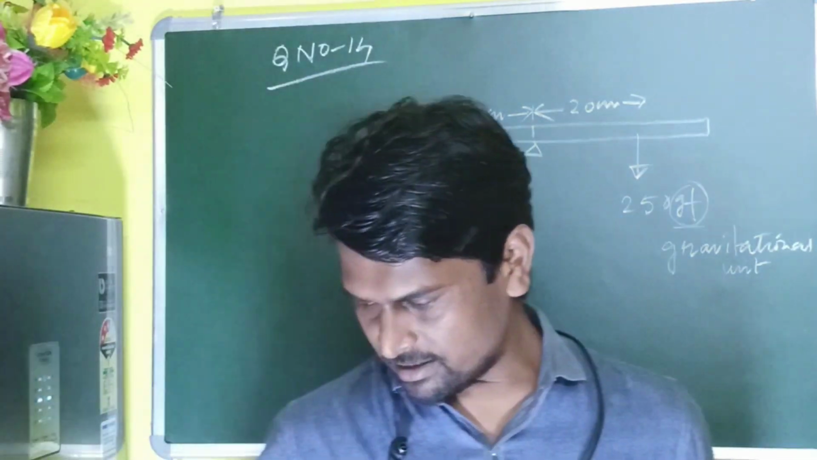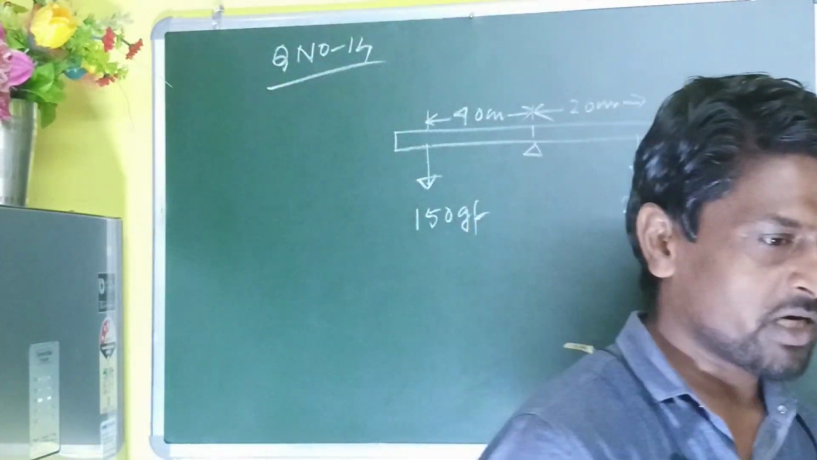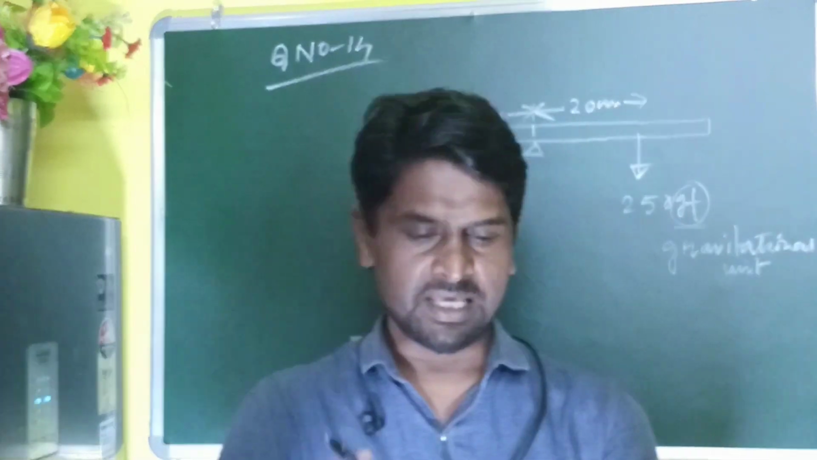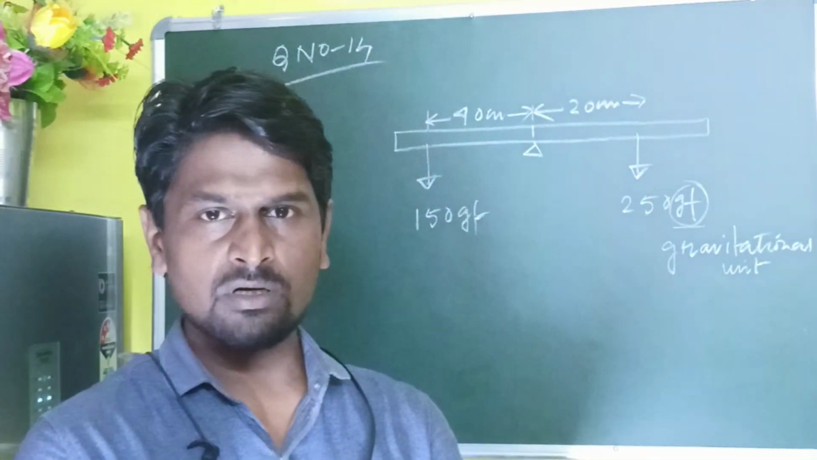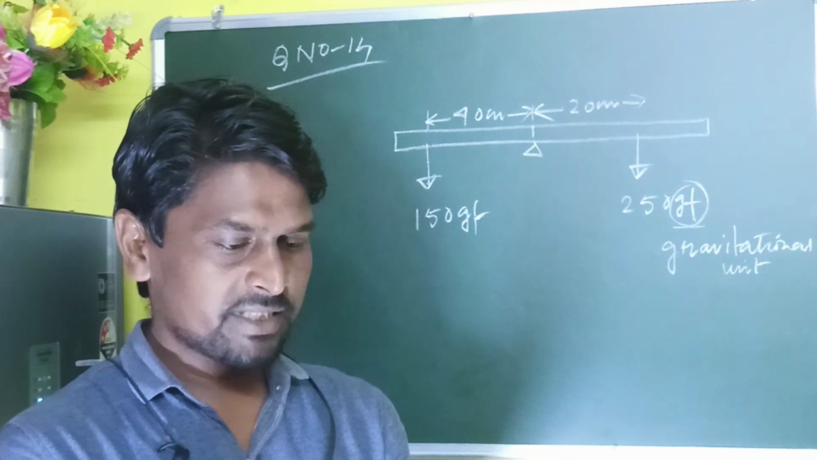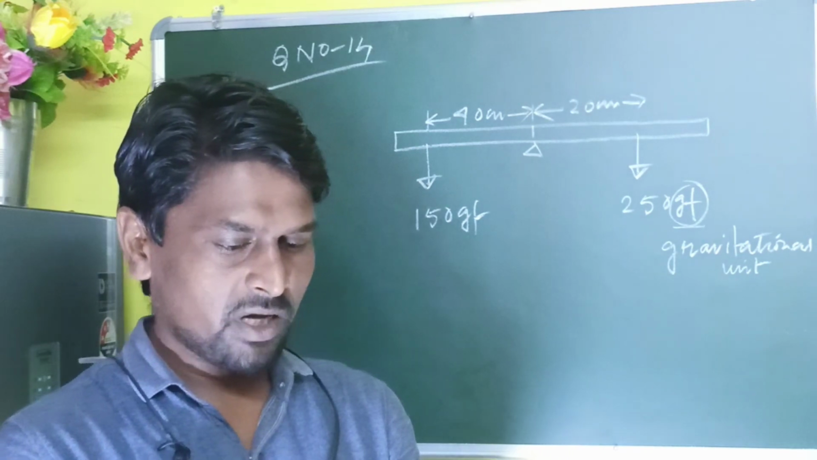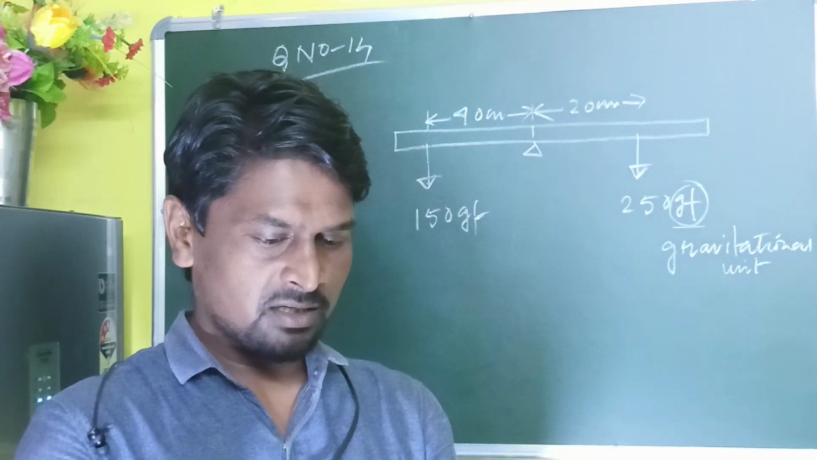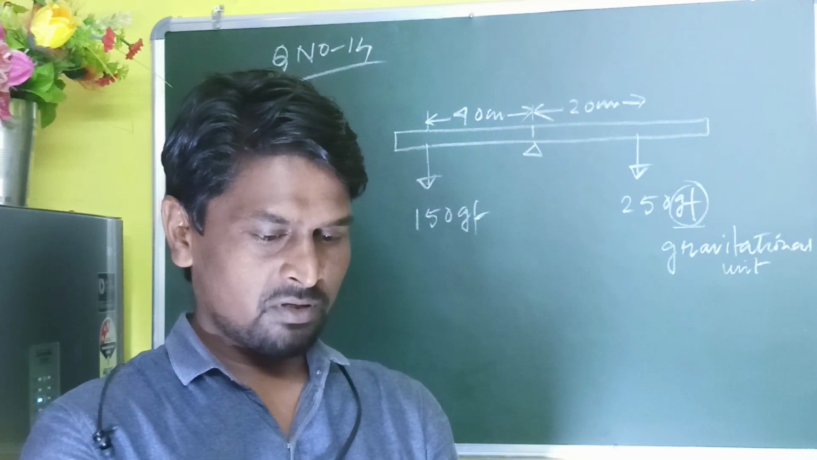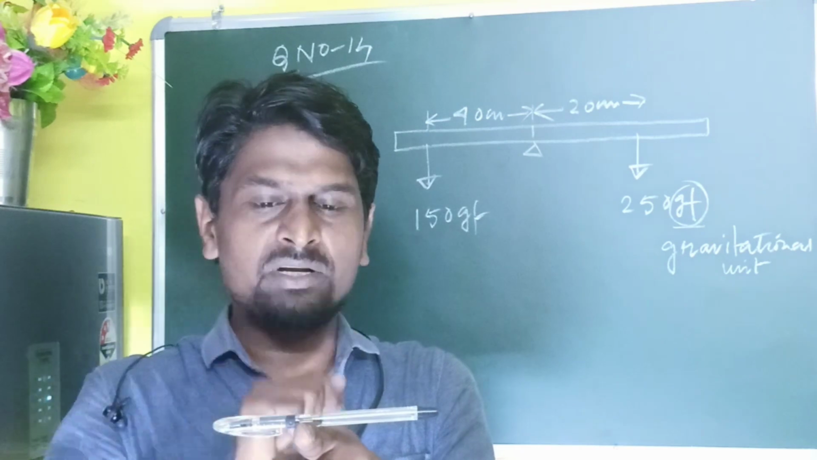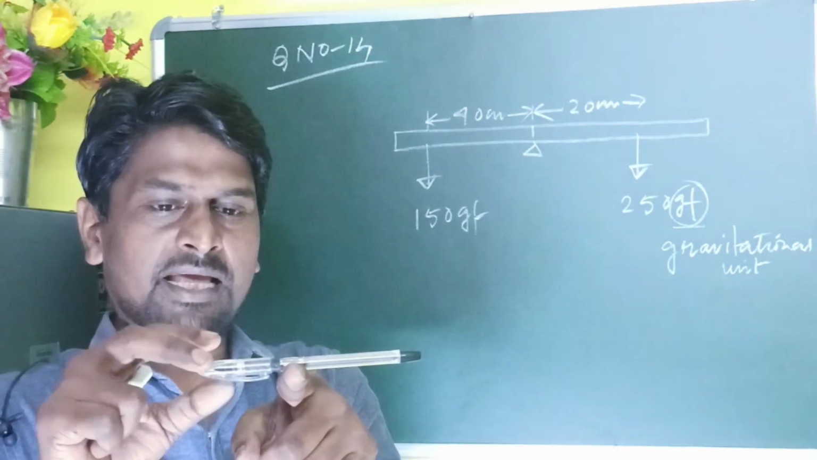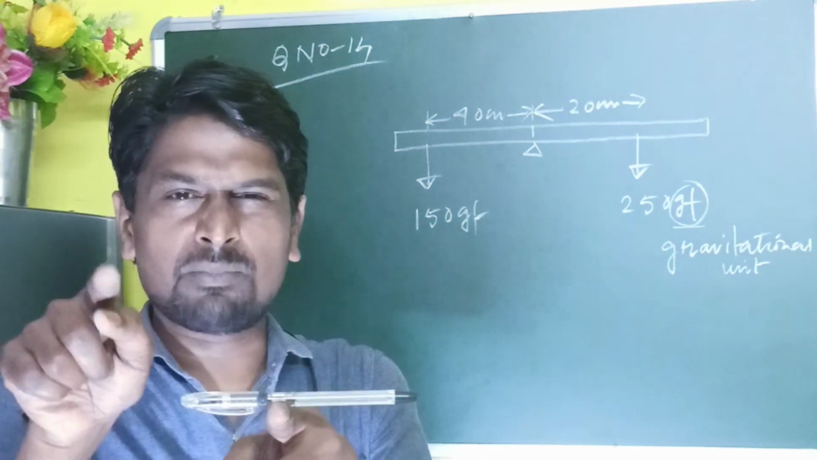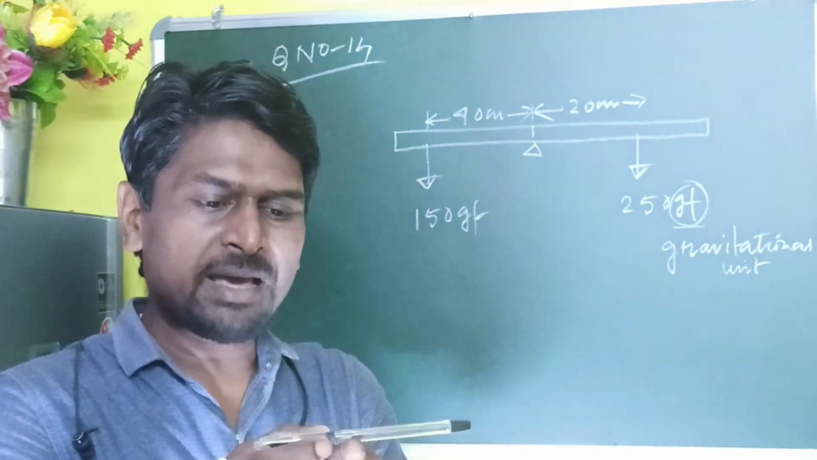So this is the numerical, and first of all, students, as I say, always do the numericals with a proper concept. If we want to keep a pen in equilibrium on a knife edge, why is it not balanced at the middle portion? Because the cap is heavier. Only when the mass distribution is the same can we balance at a particular point.